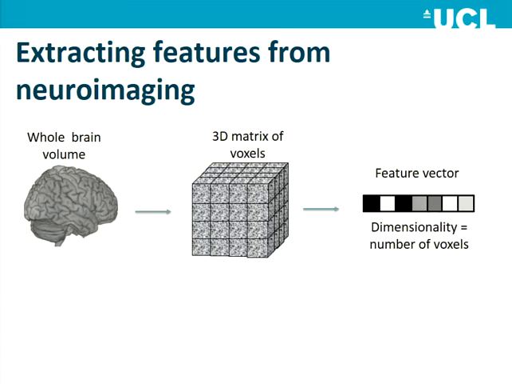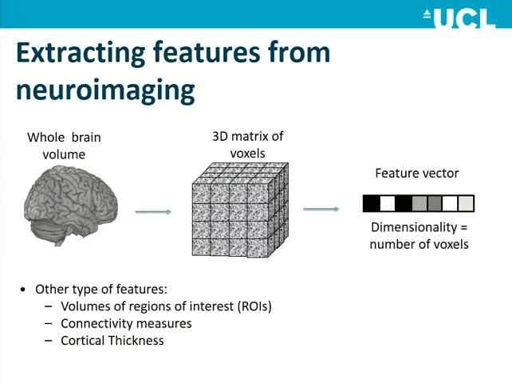Of course, you might want to use just voxels within a region of interest if you have a specific prior, but the idea is the same. You just have a smaller feature vector here. And of course, you can also extract features in a more complex way. For example, you can average the voxels within the regions to have volumes of interest being your features, or you can have connectivity measures or cortical thickness. So there are different ways that you can extract features from your image data.